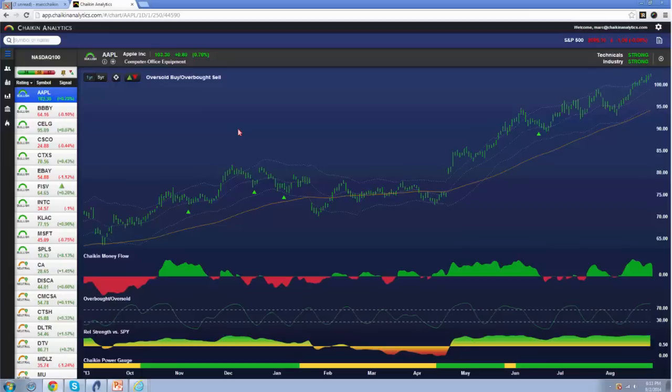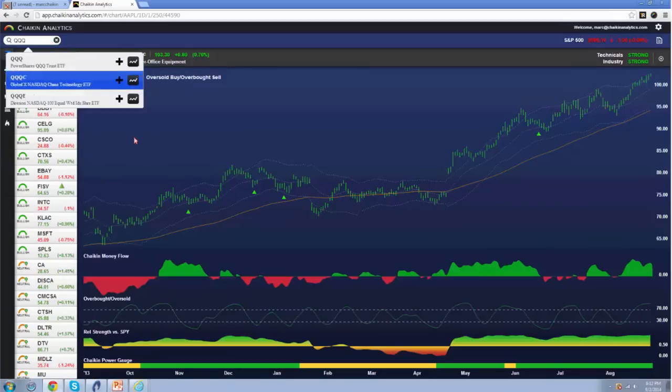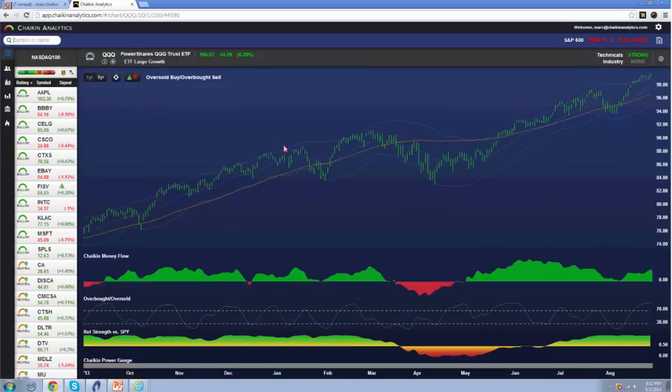Okay, great answer there, and it was a good question. Mark, there's a couple other questions that come in here, triple Q, QQQ. Well, that's one we used as an example. You'll see the relative strength here. It outperformed all through the latter part of 13, and then it underperformed in April.